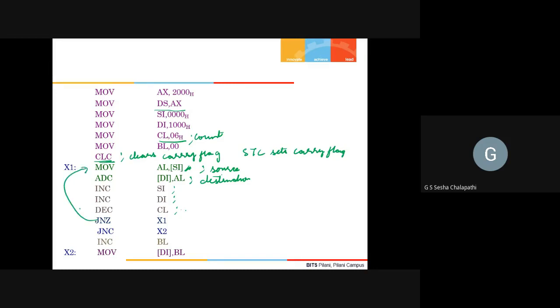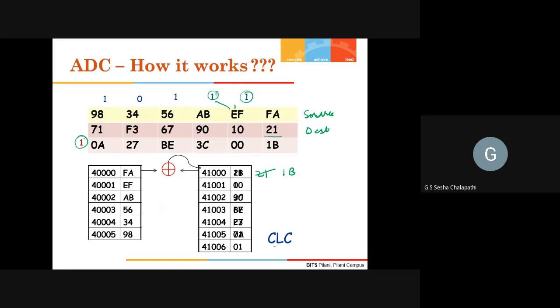Once 6 bytes of addition is done, I will check the last byte of addition. Now the problem is that the last byte might generate one carry out. Automatically it will not be stored in the next location, because the last addition will generate a carry out, and that carry out cannot be stored in any location. It will be just in the carry flag.